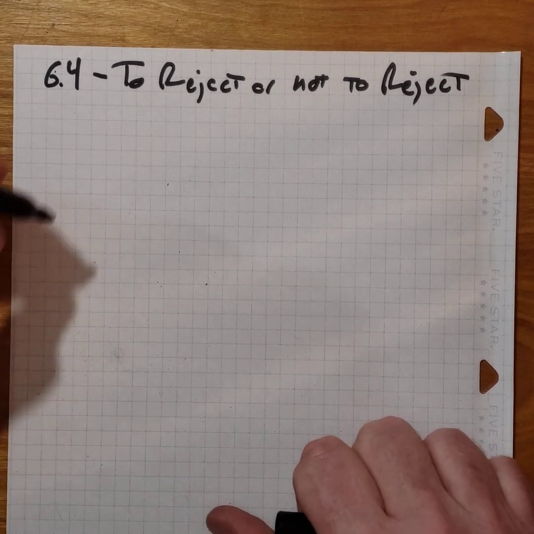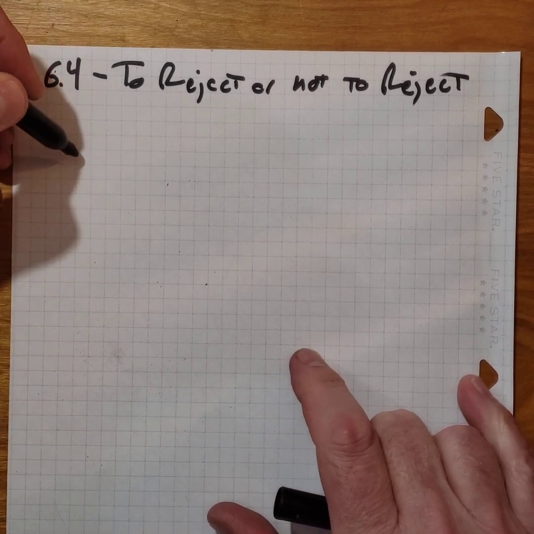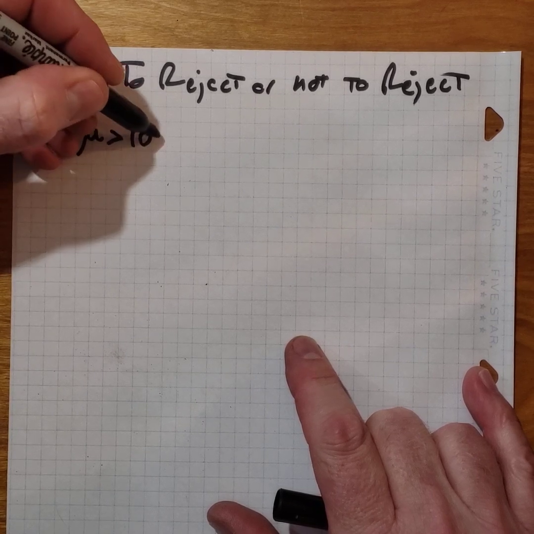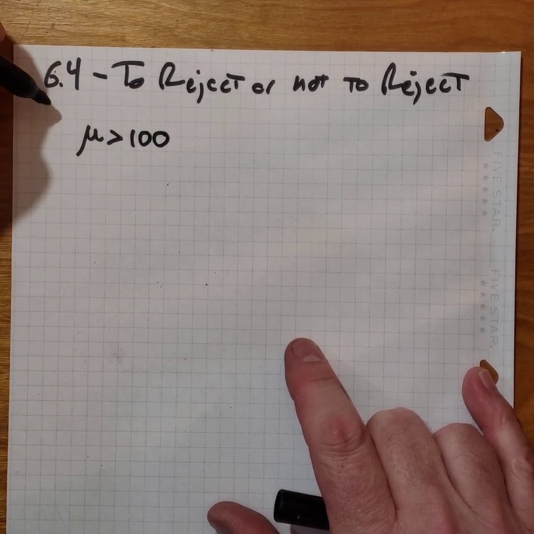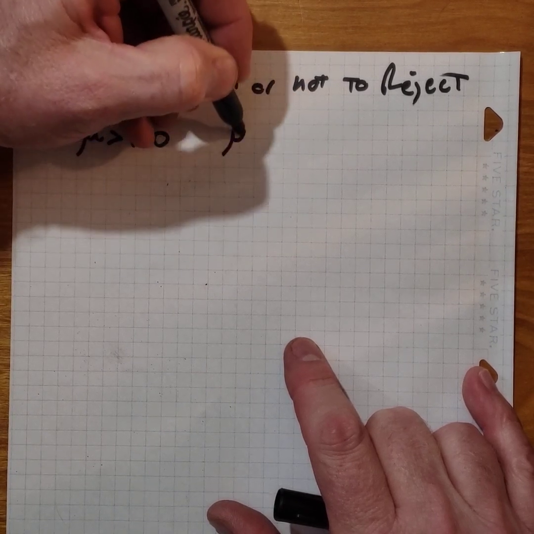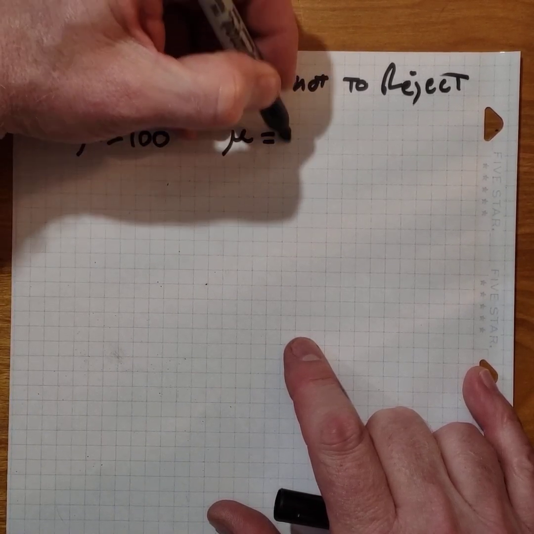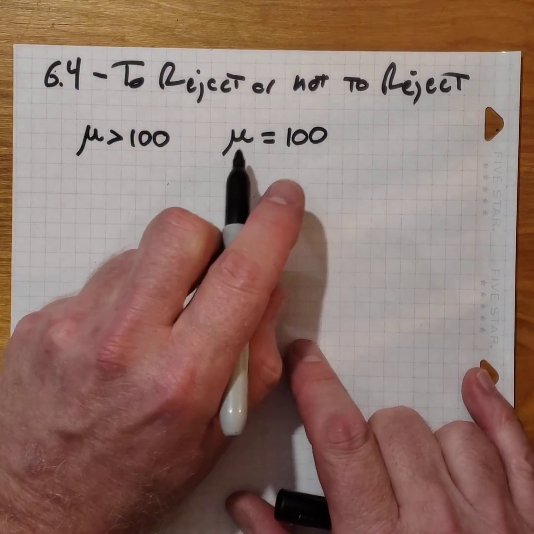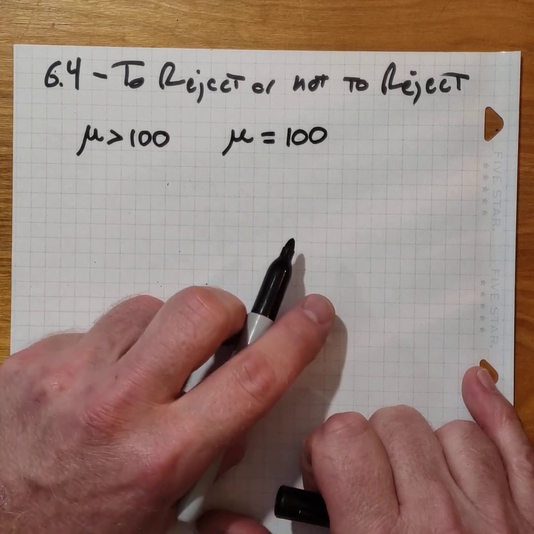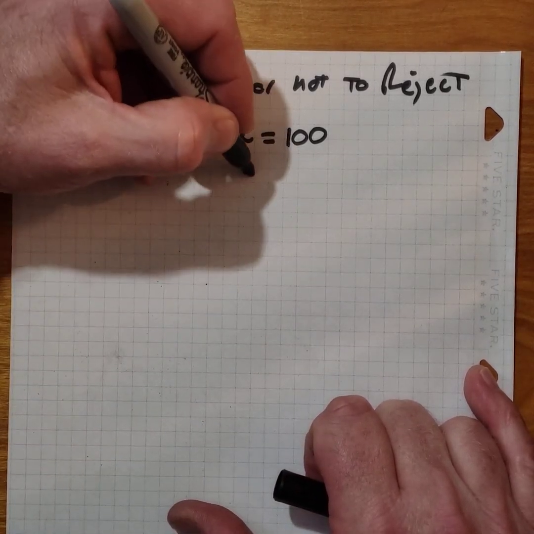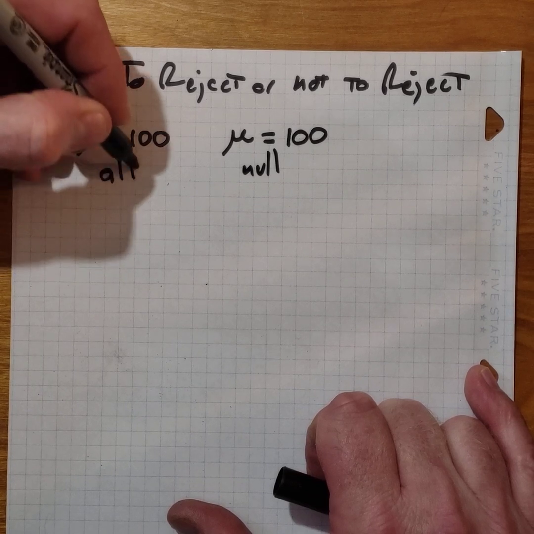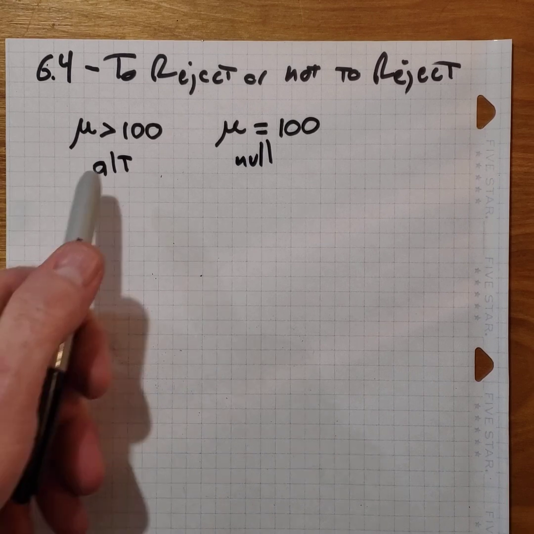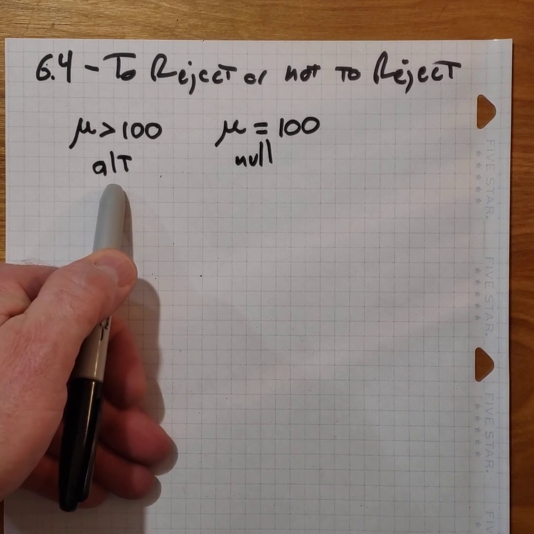So what is our claim? Our claim is that the average IQ is greater than 100, right? That's our alternate hypothesis. That's the thing we're hoping to show. And the null hypothesis is that the average is actually just equal to 100, right? Remember, the null is always that the average is equal to a number. The alternate is always that it is greater than or less than or not equal to. And this is the one that we actually kind of try to show.